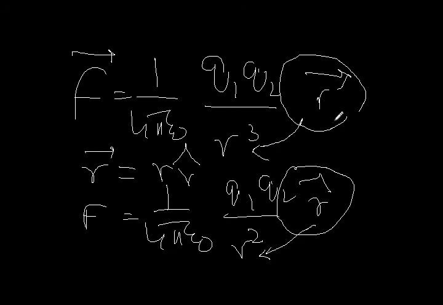So why this R cube? Because this R vector is the product of R and the R unit vector. So when I write it like this, R and R unit vector, this R and R cube get cancelled and it comes to R square. So this is all about the magnitude of the force as far as Coulomb's law is concerned.